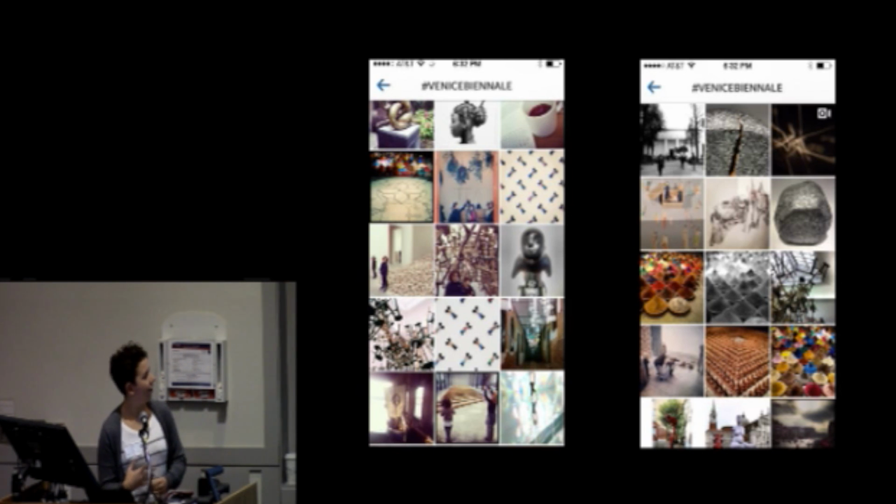It also shows some very interesting things. Maybe the pointer will work. I don't know how to work it. It's okay.